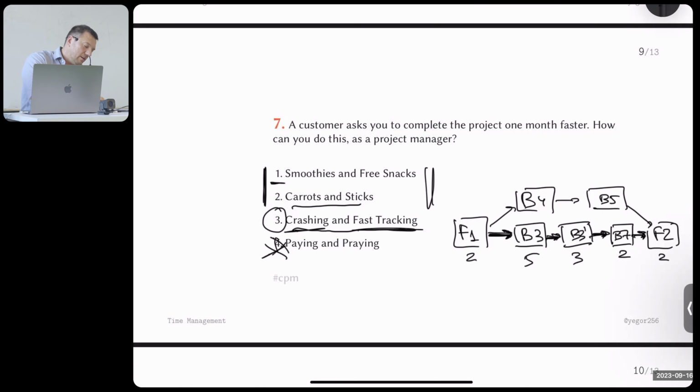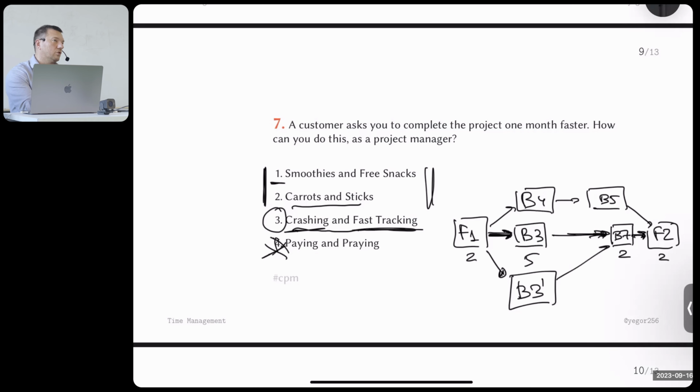And fast tracking, it's another technique where you take, if I'm not mistaken, I thought I knew that, but fast tracking is when you take one task and put it in parallel with another one. So instead of this, you just put B3 prime here, like this. In this case, you also make the critical path shorter. So crashing is taking a task, breaking into pieces. Fast tracking is putting them in parallel.